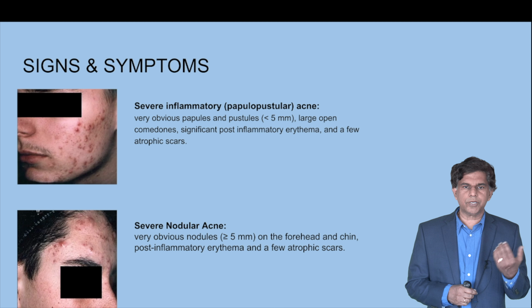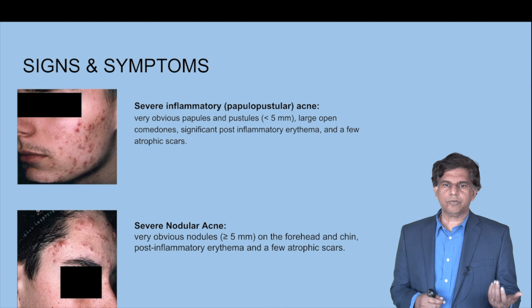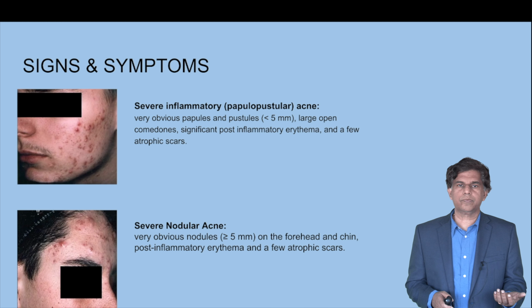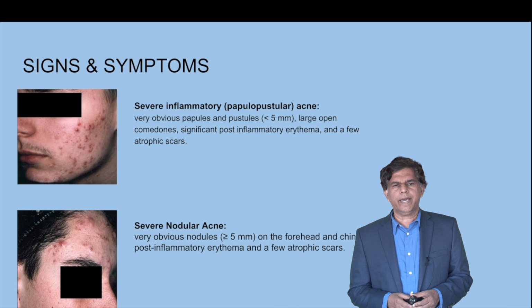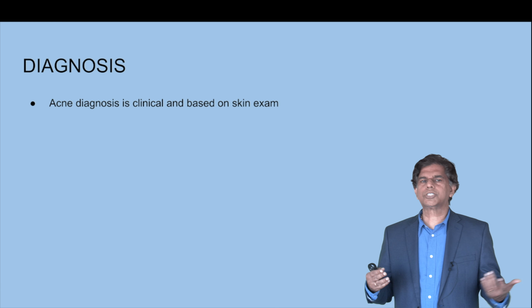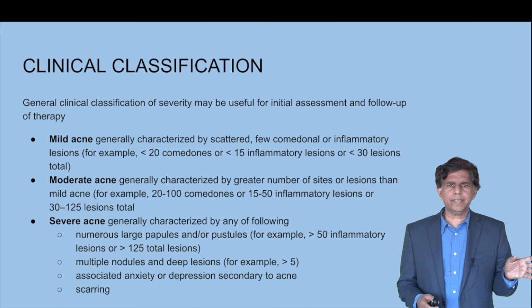And then you have severe nodular acne, with very obvious nodules greater than 5 millimeters on the forehead, chin, and the post-inflammatory erythema, and a few atrophic scars can also be seen. Diagnosis is mainly clinical, based on the dermatology examination. Based on the skin exam, you should be able to diagnose it, right?